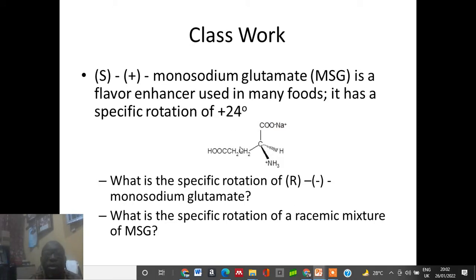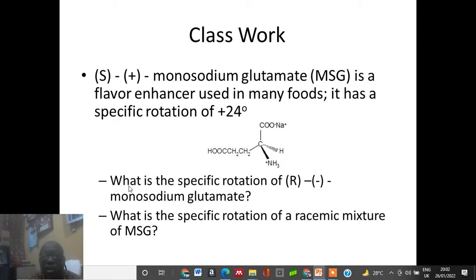You can also use this simple question to practice. We have S-plus monosodium glutamate, shortened as MSG, a flavor enhancer used in many foods. It has a specific rotation of plus 24 degrees, and this is the structure of MSG, monosodium glutamate.